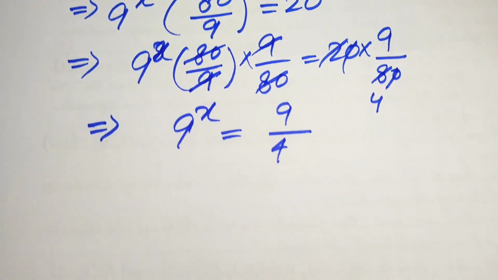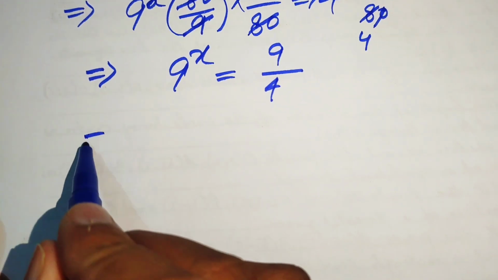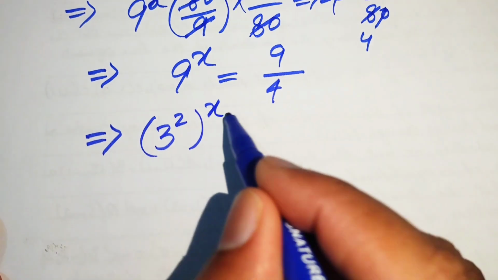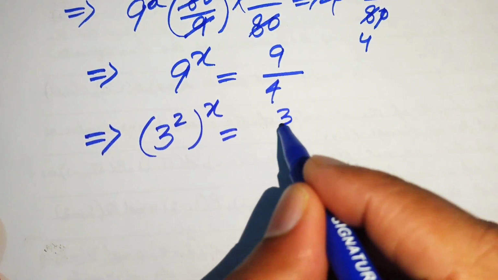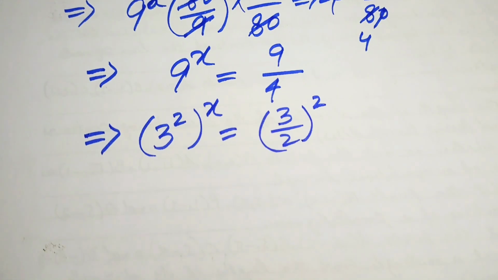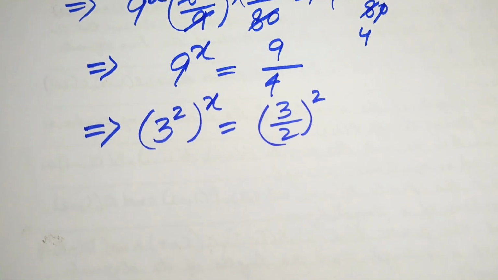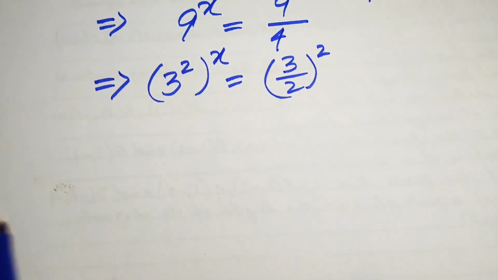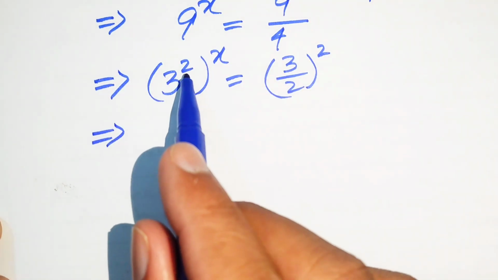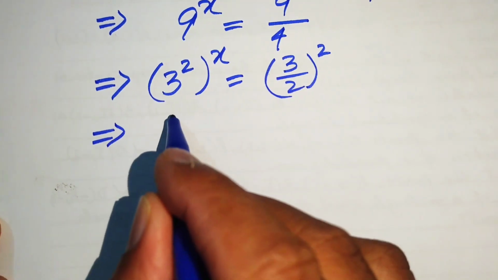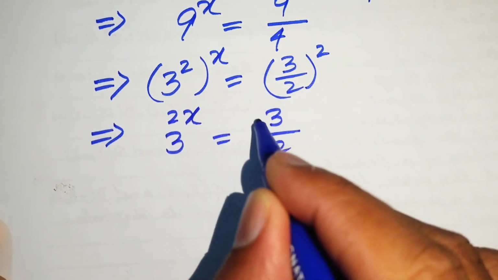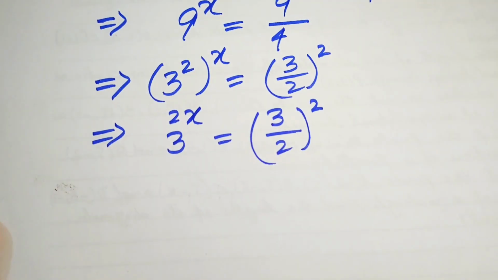Now we write both of the sides in this form. We write this 9 as 3 square and its whole power x. We write this 9 over 4 as 3 over 2 whole square. We know that 3 over 2 square is equal to 9 over 4. And now we use the exponential law on the left hand side, and we multiply these two exponents, and we get 3 to the power of 2x equals 3 over 2 and its whole square.